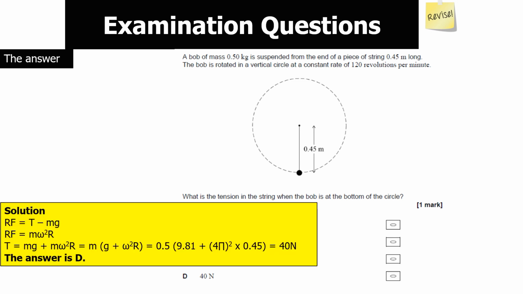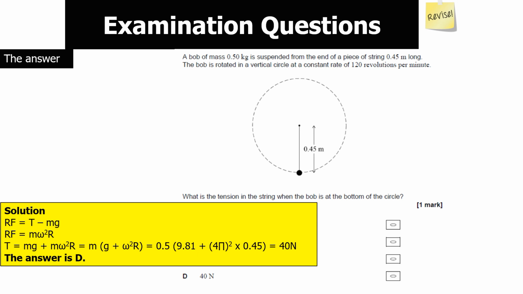Well, we can tell that the resultant force is going to be T minus mg, because mg is acting downwards and T is acting upwards towards the centre of the circle. We also know that because it's moving in a circular motion, it has a resultant force of the centripetal force, which is m omega squared r, so we can equate the two, rearrange, and make T the subject, and therefore say T equals mg plus m omega squared r. We can then factorise m out and say T equals m times g plus omega squared r. We can then pop in all our values.